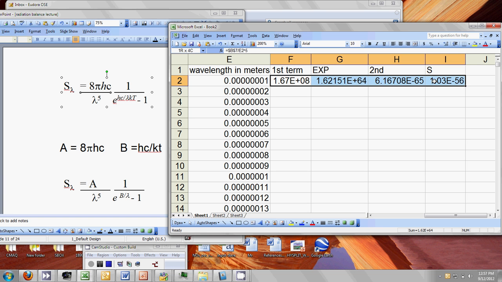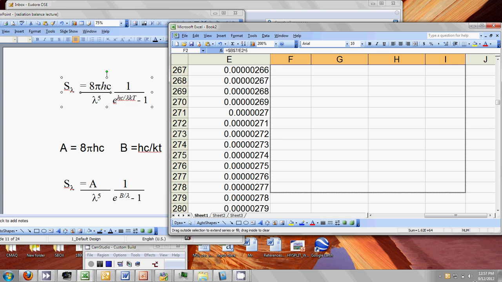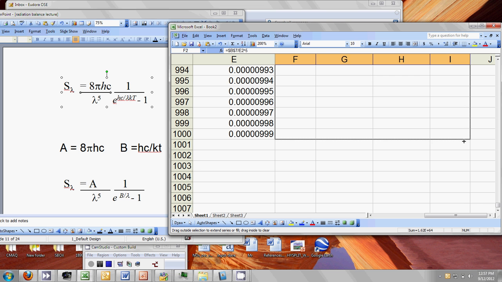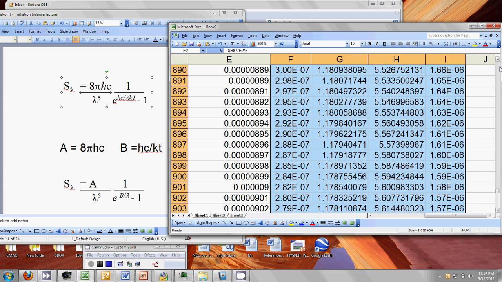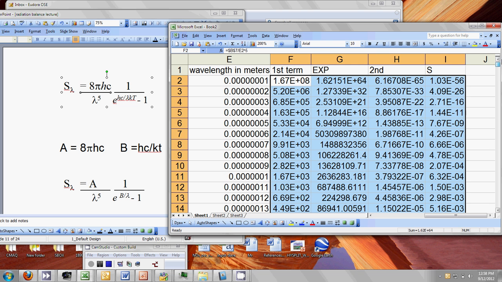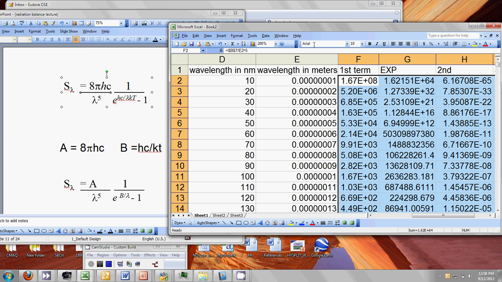Okay, and so what we want to do is now pull all 4 of these down, or double click if that works for you, to 1,000. And so what we have then is we've solved S for all the range of wavelengths at a given T. So let's shrink everything down here so we see it a little better.